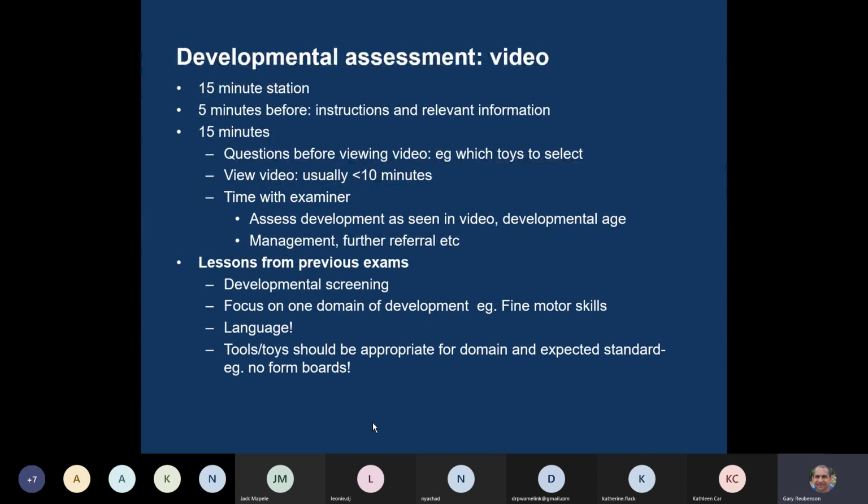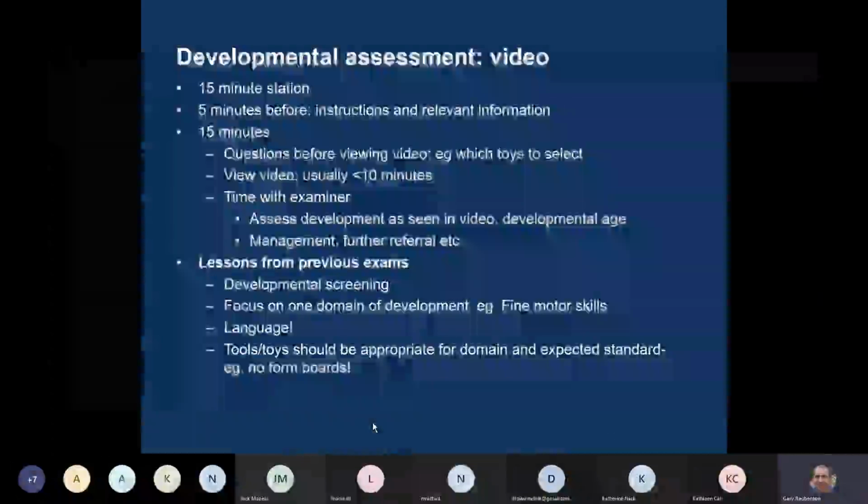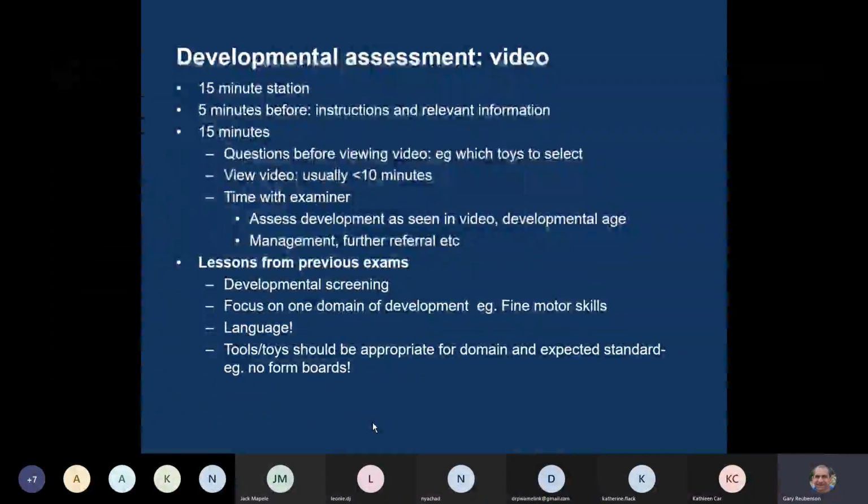And then the final 5 minutes will be discussion time with the examiner based on what you've seen on the video. Often it'll be assessing developmental age, which domains the patient demonstrated fallout in, and then some further discussion around management and further referral. The focus really is on developmental screening, but obviously, for example, if the child is clearly syndromic, they'll expect you to comment on that and include that as part of your discussion. But that's not the main focus. The main focus really is on the developmental component.